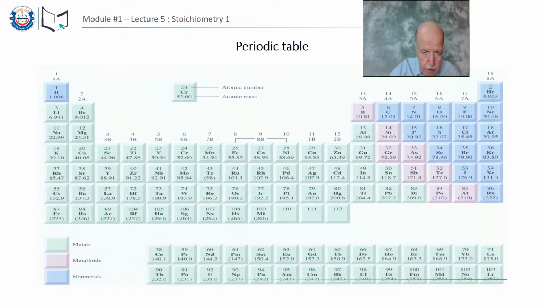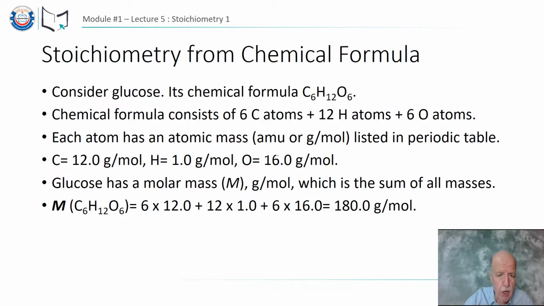We can say chromium has 52 atomic mass units, or we can say 52 gram per mole. Mole of what? Of chromium atoms. Okay? And you will find this for the elements in the periodic table. Each element has atomic mass. Each compound has molecular mass.